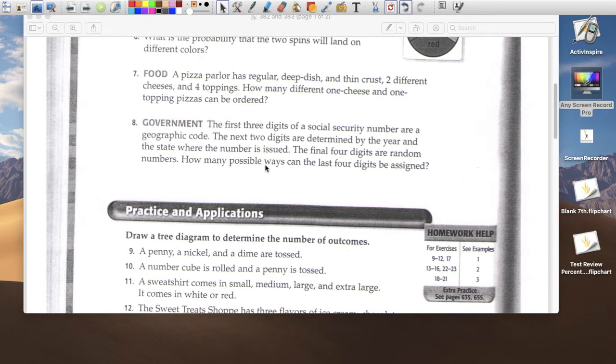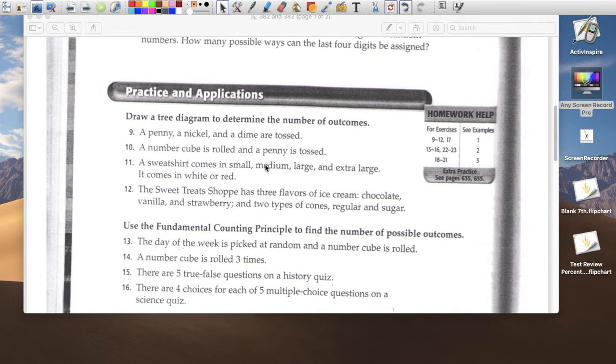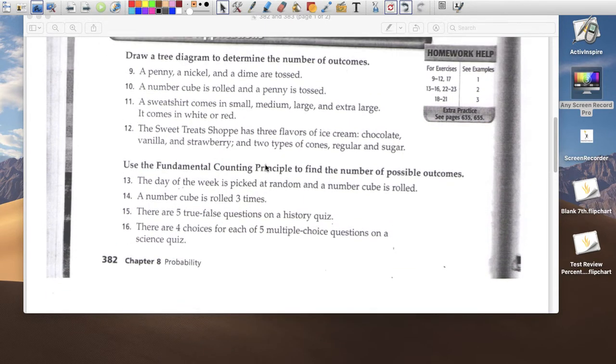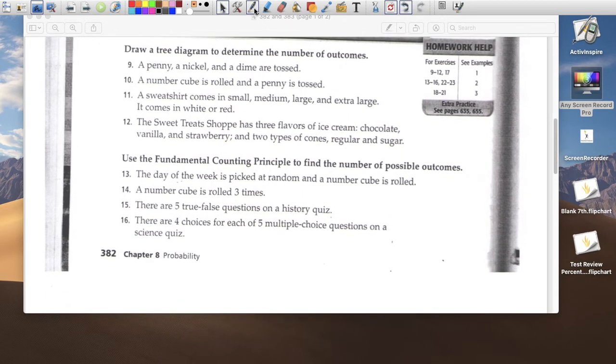Actually, it would have been 9,999. Right? Yeah. Draw a tree diagram. What happens when you throw a penny, a nickel, and a dime? It doesn't matter if it's a penny. It could have been a penny, penny, penny, or nickel, nickel, nickel.